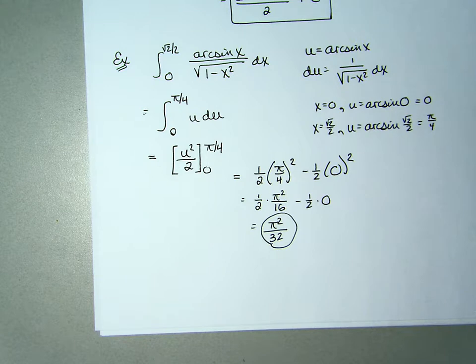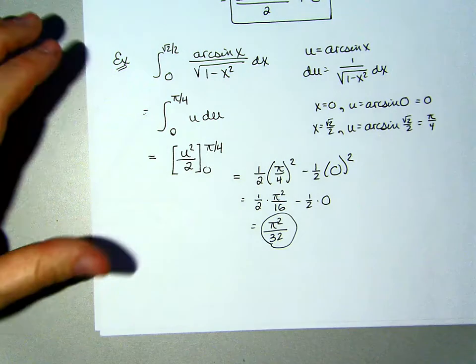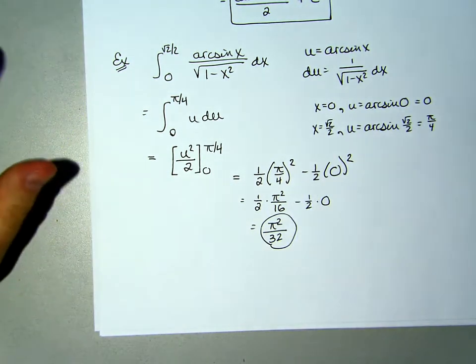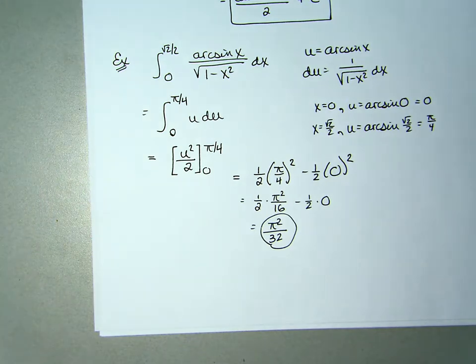Pi squared over 32. The whole point of what I just did was I found the area under this strange looking function that has an arcsine and a square root in there, starting from 0, ending at root 2 over 2. My signed area under this thing ended up being pi squared over 32. Do you see how to deal with that?